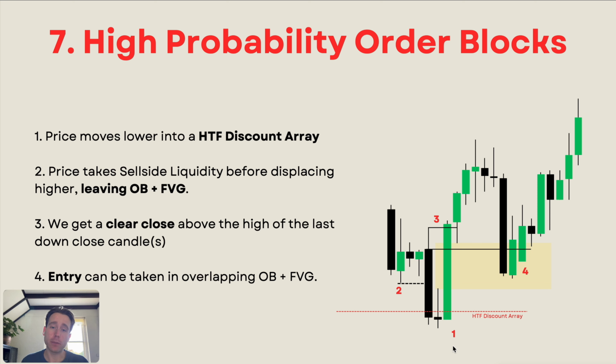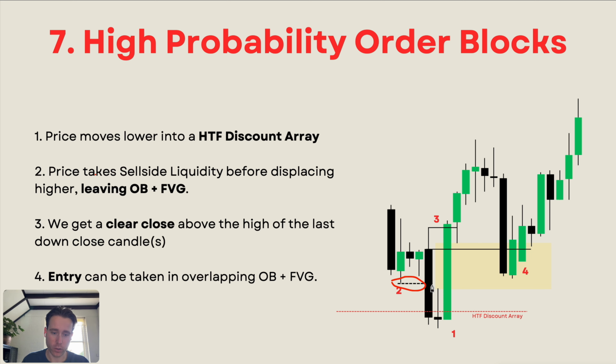A discount array can be an old low, a bullish fair value gap, bullish order block, bullish breaker, discount arrays. And you see that right here. We trade into the higher time discount array. Then 2, price takes sell side liquidity before displacing higher, leaving an order block and fair value gap. So you see we take sell side liquidity before moving higher, leaving that order block.